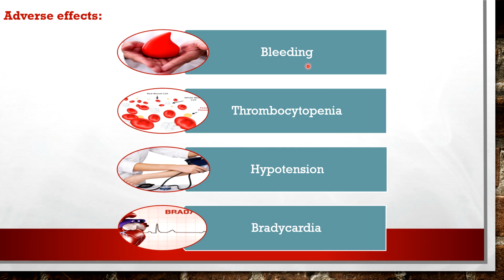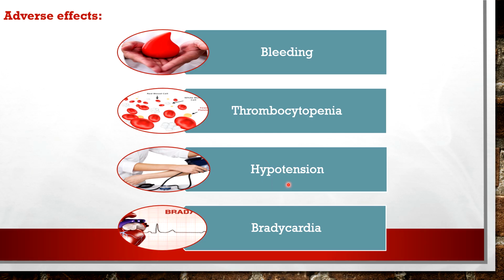When it affects the platelets, obviously there is no clot formation, because platelets usually help in the formation of clot, so excess bleeding can happen. Due to inhibition of the platelets, there is an increase in bleeding in case of bleeding disorders, not with everybody. If the person has a bleeding disorder or recent surgery, it will increase the bleeding. It also causes thrombocytopenia, low platelet counts, because it inhibits platelet action. And it also causes hypotension.